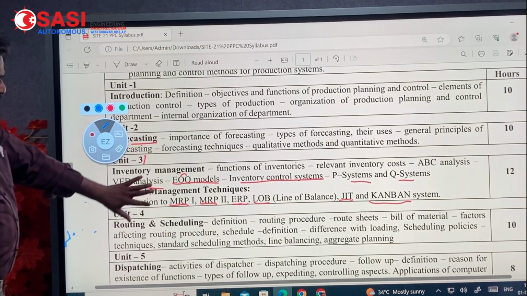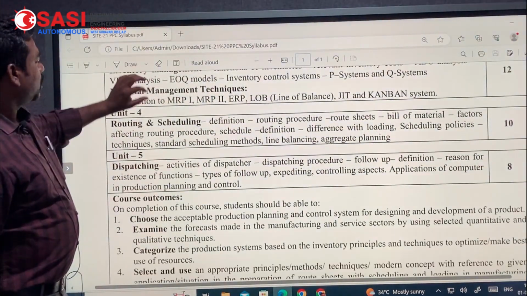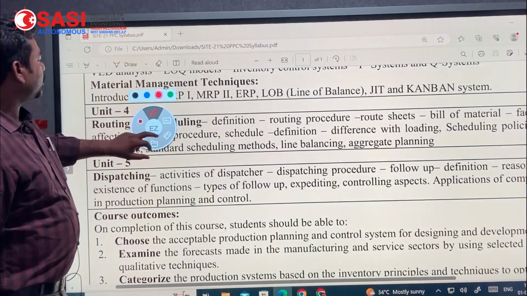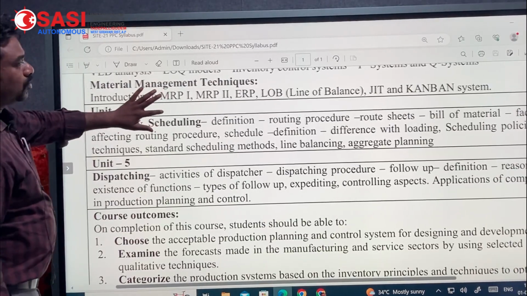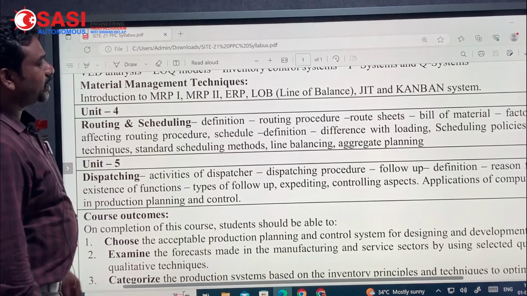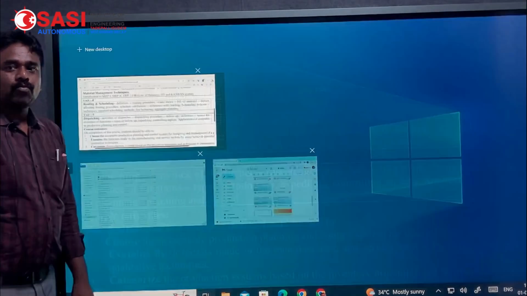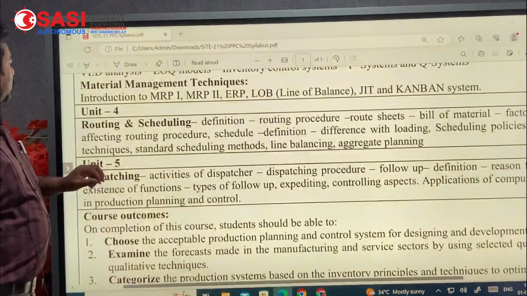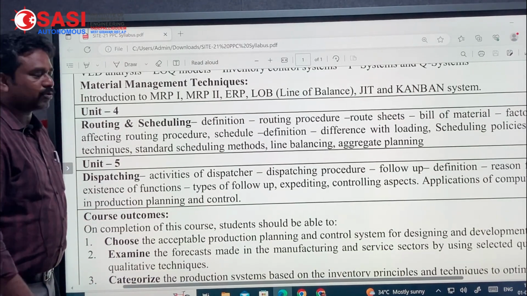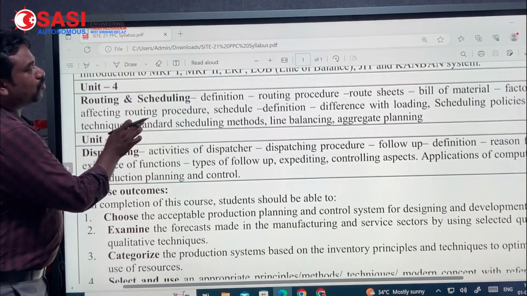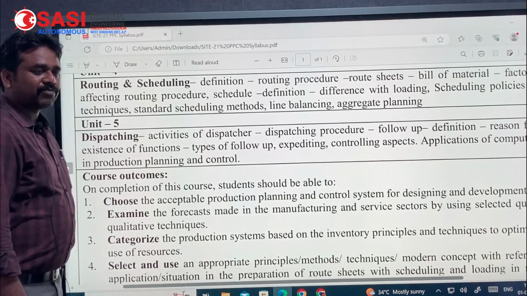Next, coming to unit 4, you can see that it deals with routing and scheduling. So for every industry, in order to prepare a product, or in order to plan anything, routing is most important. Routing is nothing but identifying the best possible sequence that can be used in order to transform the raw materials into any finished product. So routing constitutes the various techniques that are used in identifying and preparing the route sheet that is necessary for any product.